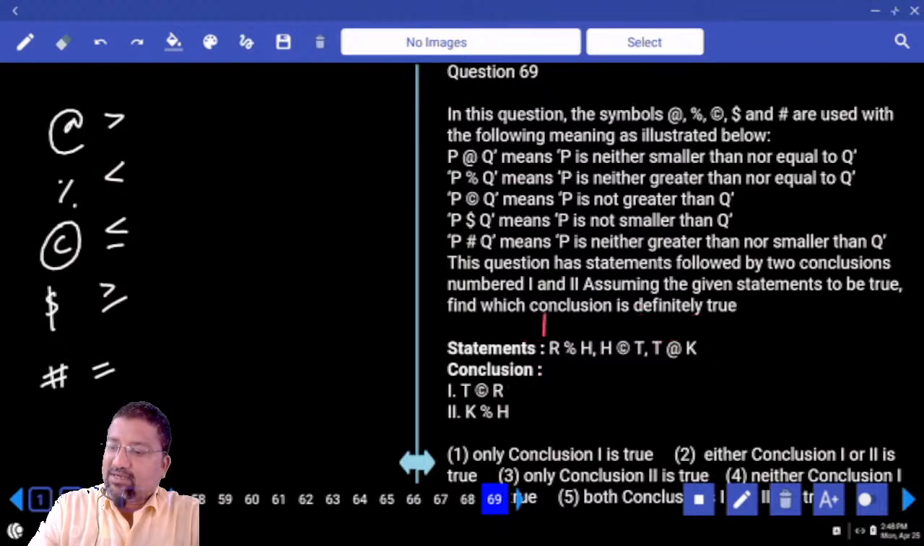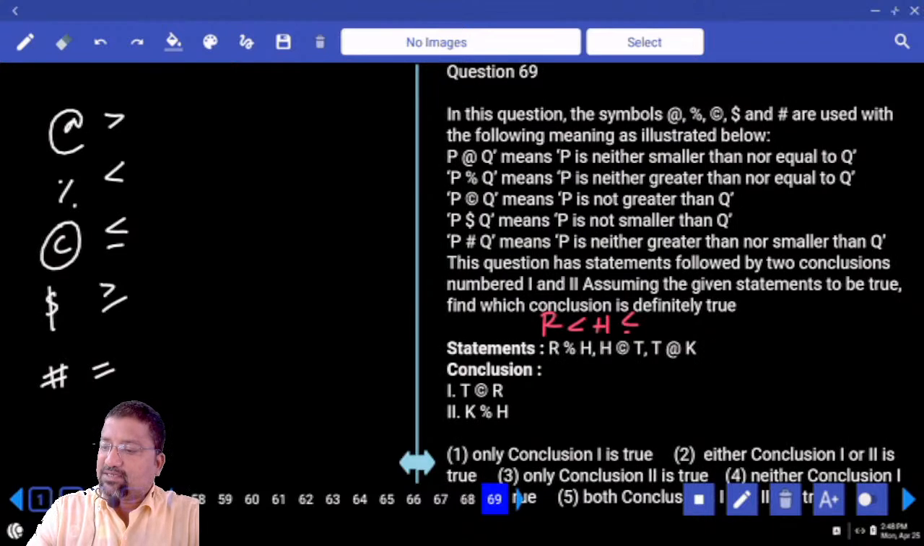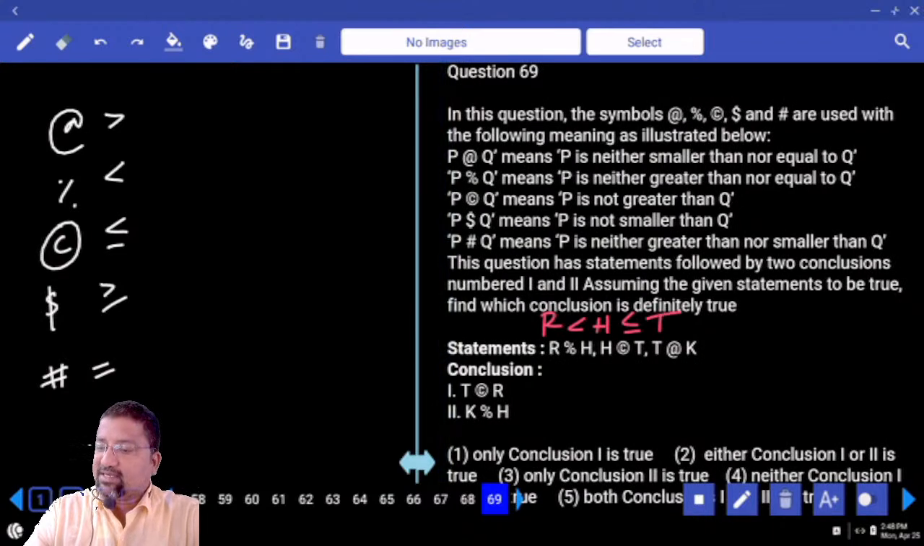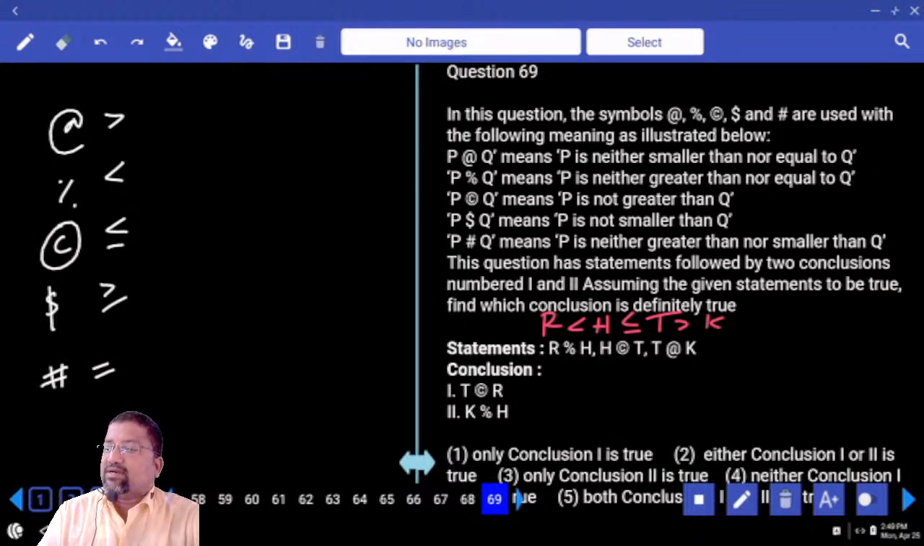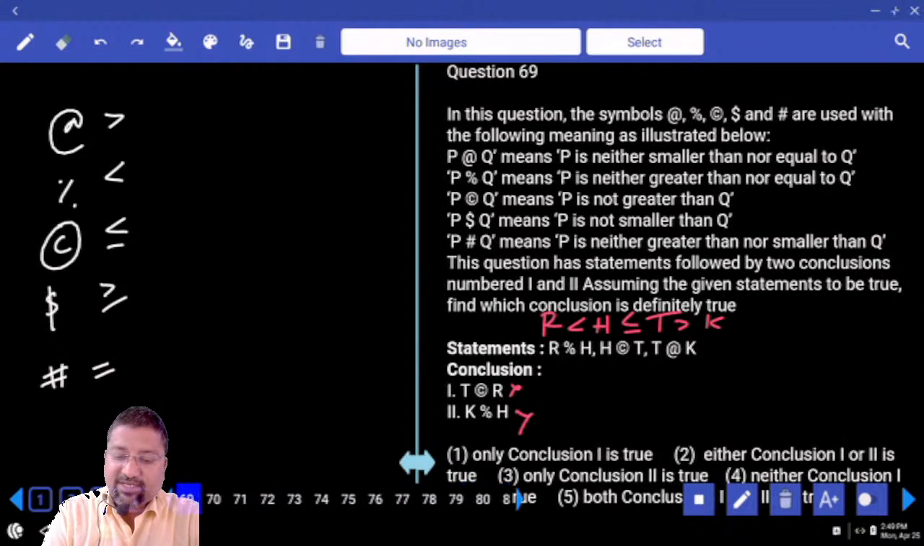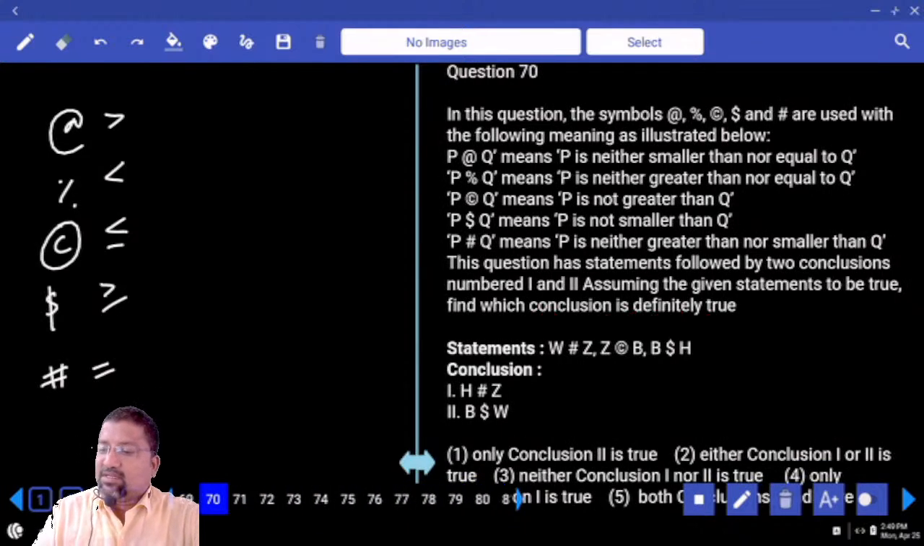R percentile, R is less than H. H copyright less than or equals to T. T at the rate greater than K. First, T copyright R. What does copyright mean? Less than or equals to. Is T less than or equals to R? No. Next, K percentile H. H and K, opposite symbols, cannot be determined. What's your answer? Neither 1 nor 2. Let's go for the next one.